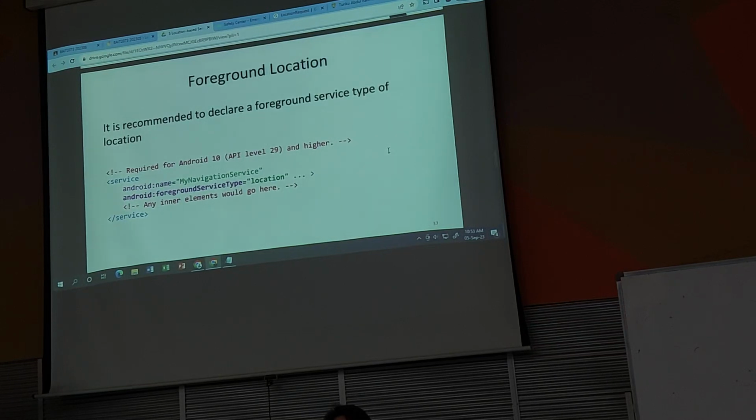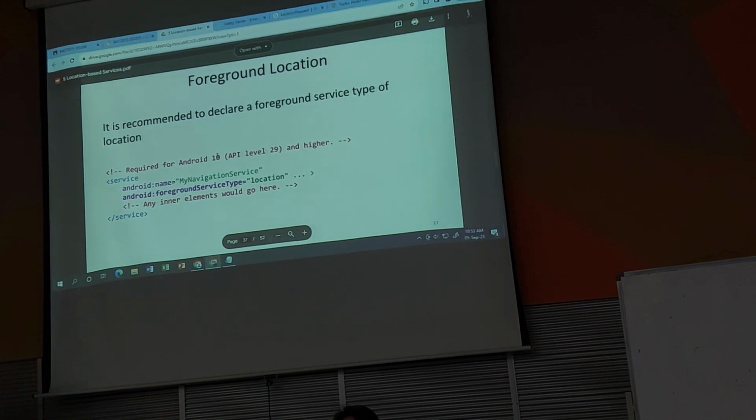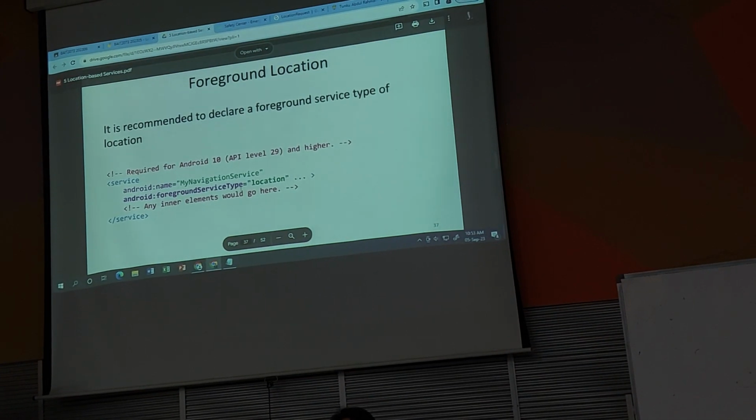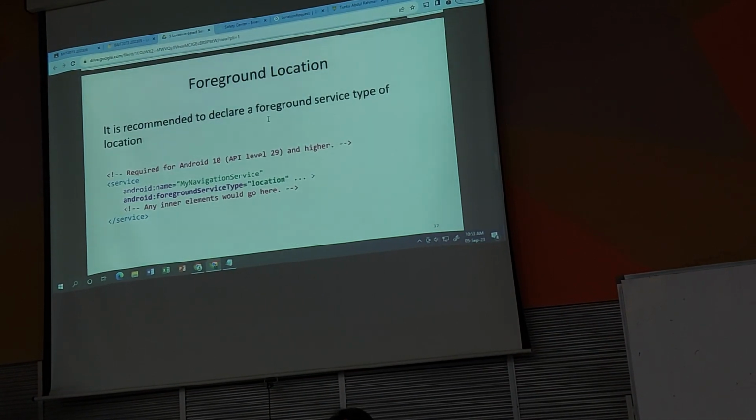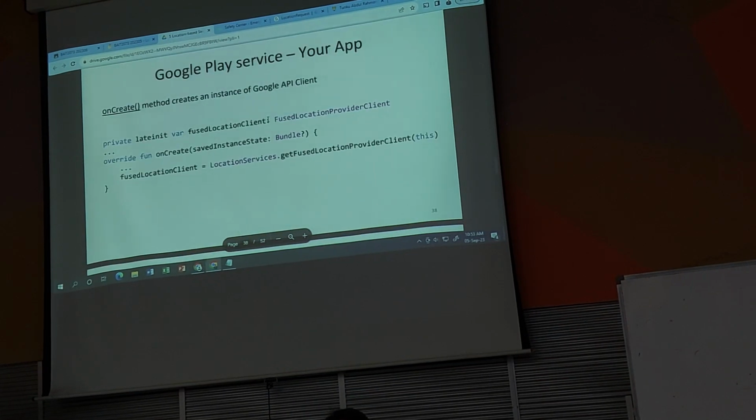Right. So when it comes to foreground location, you will need to declare a foreground service type of location. But this is only for API 10 and higher, if you want to use this. Okay. So move on.